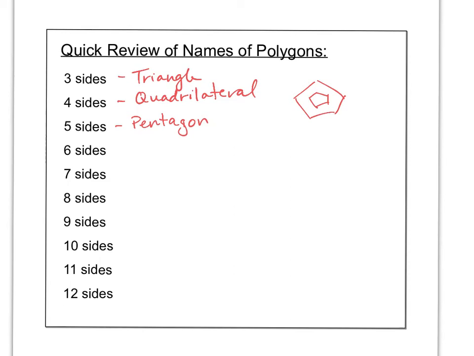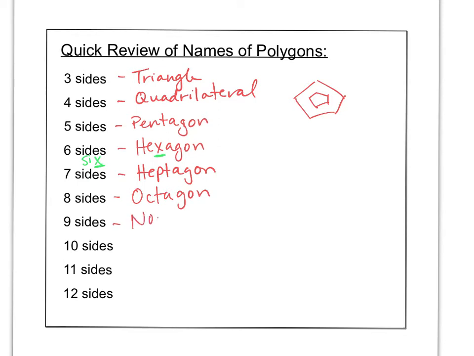Pretty cool. 6 sides is called a hexagon. The way that I remember this is 6, if I write out the word, 6 has an X and hexagon has an X. 7 sides, you might have forgotten this one. It's heptagon. For some reason, that's a hard one to remember. 8, most people remember it's an octagon. Like an octopus has 8 legs, an octagon has 8 sides. 9 is nonagon. Sort of looks like 9, but it's non.